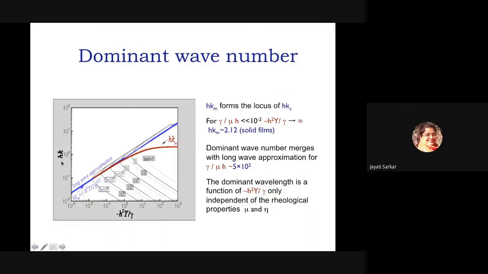And one can see that the dominant wavelength, on the other hand, is only a function of this parameter, minus h square y by gamma, which is obtained by the ratio of the interaction stiffness to the surface tension stiffness. And this HKM is a constant for very high values of this quantity, and for very low values we see that we are going to the long wave approximation, or that is found in viscous films.